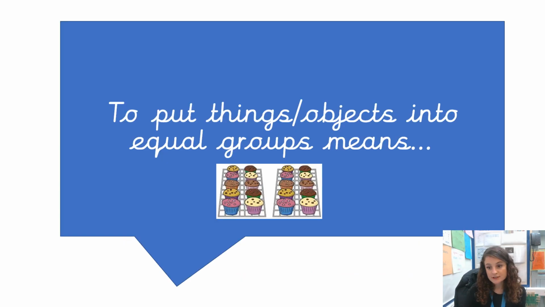So to put things or objects into equal groups, it means that each group needs to have the same amount in. Like you can see here, the 2 muffins. On this muffin tray, there is exactly the same amount as on the other muffin tray. So we know that they are equal groups. Why don't you practice saying that at home? To put things or objects into equal groups means that in each group there needs to be the same amount.